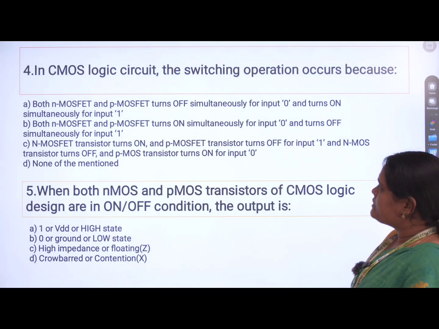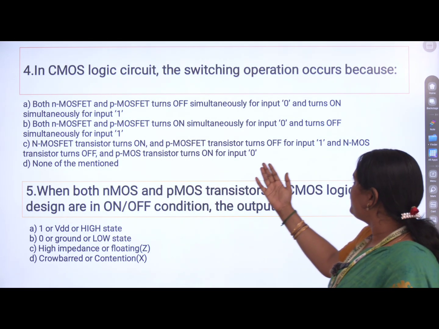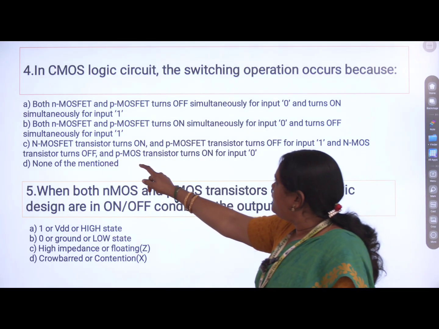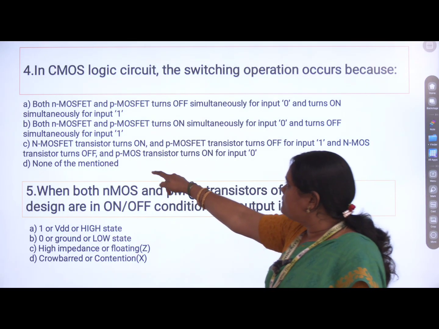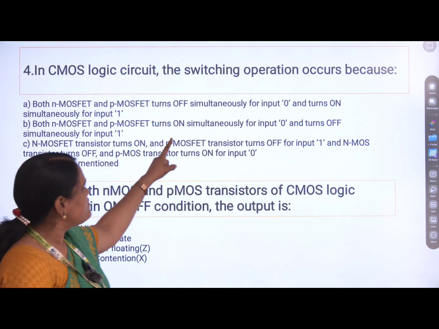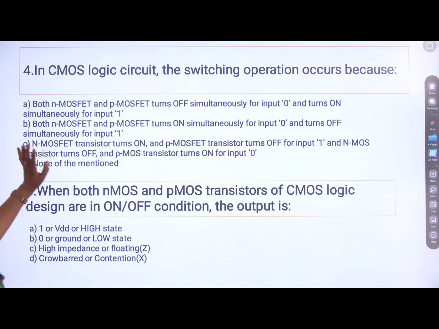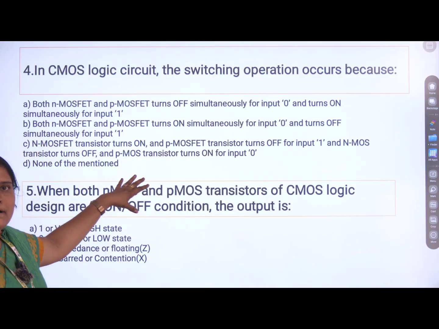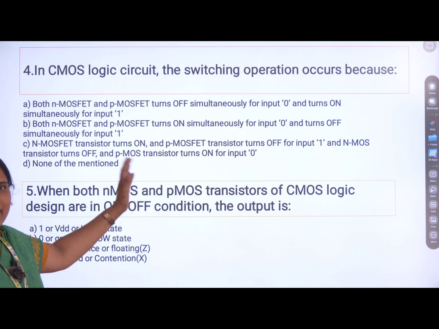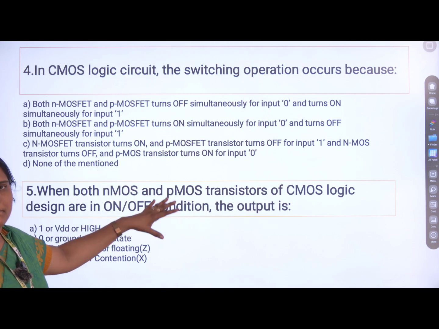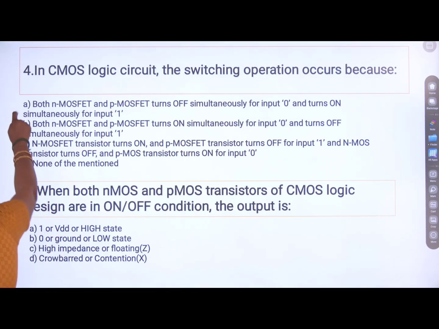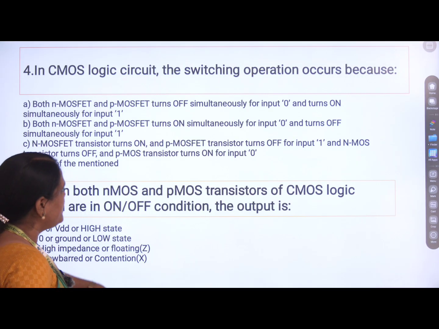The fourth question: in CMOS logic circuits, the switching operation occurs because of the NMOS transistor. Read the options. Both NMOSFET and PMOSFET turn off simultaneously for input 0? No. Either PMOS or NMOS will be on at a time. We discussed that there is no direct path between NMOS and PMOS because of their complementary working. So the first point is not correct.